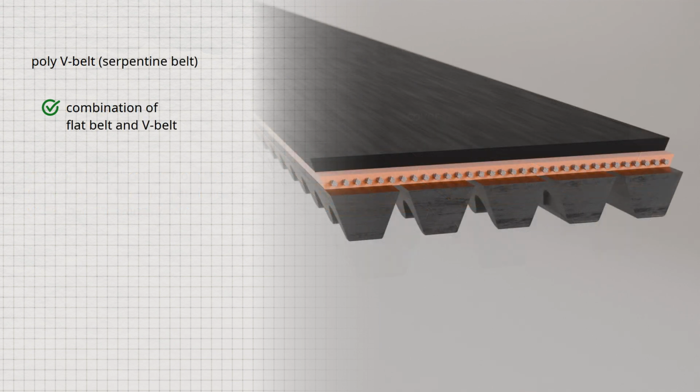The poly V-belt, also called serpentine belt or V-ribbed belt, is a combination of a flat belt and a V-belt, with the tension cords running across the entire width, unlike a Kraftband. A V-ribbed belt thus combines the advantages of both belt types, that is, high flexibility combined with high power transmission and relatively low bearing load.